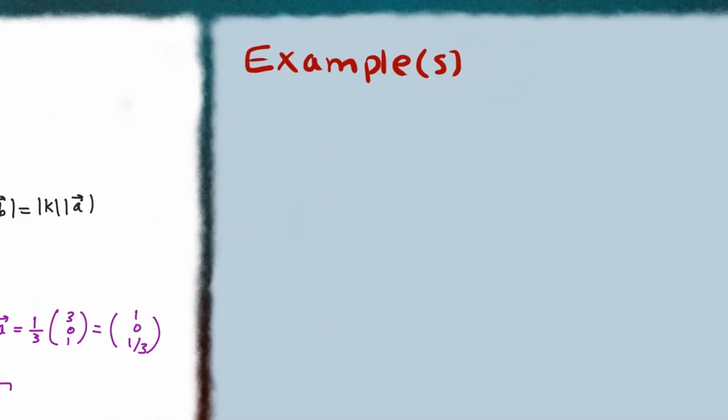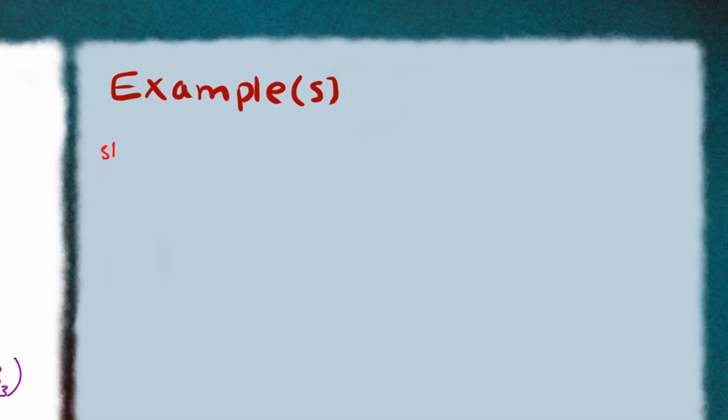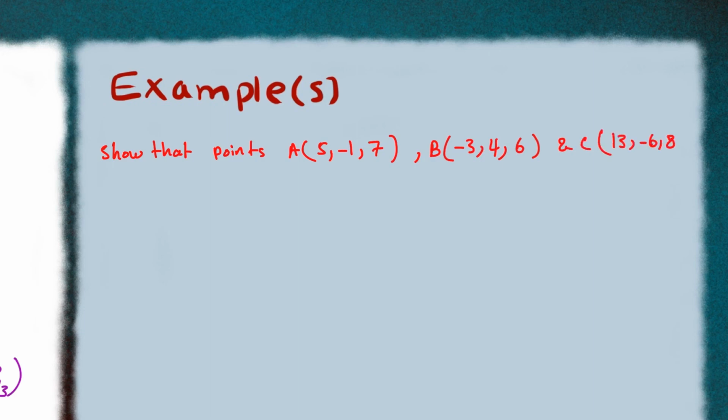For the first example today, we're going to look at collinear points. We want to show that points A, B, and C are collinear. Whenever you have a question which involves collinear points, you need to use the property. In this case, we want to say that vector AB is equal to K times vector BC. Or we can use other points as well. We can say AC is equal to K BC, or in other forms as well.